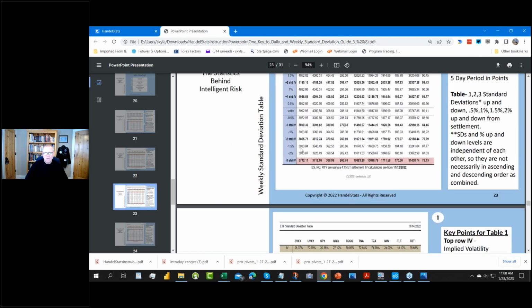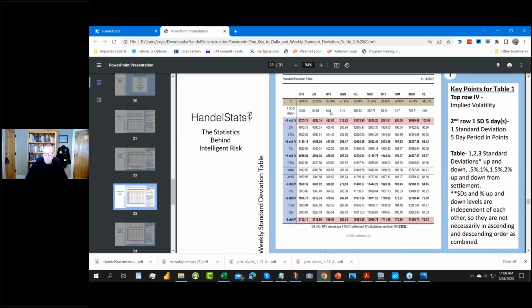Here's my future standard deviation table. I cover the SPX because I trade SPX options quite a bit. The ES, the spiders and the Qs once again there. Then there's the NASDAQ, the RTY, and crude oil that I put out with these standard deviation levels and implied volatilities, and changes every day.